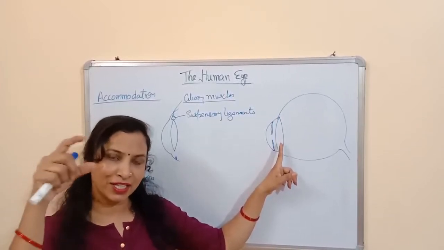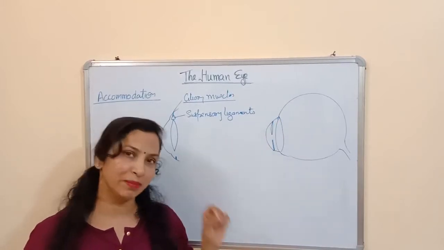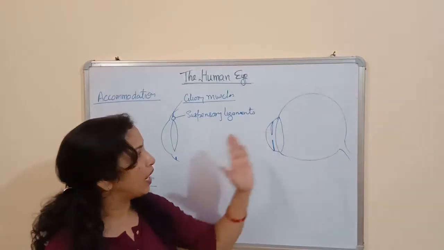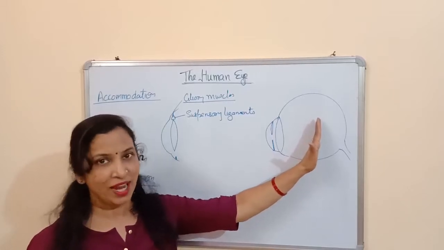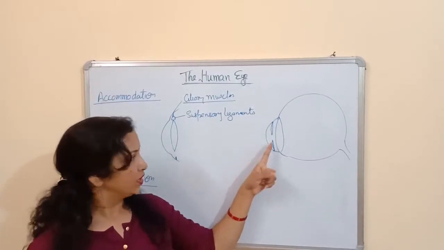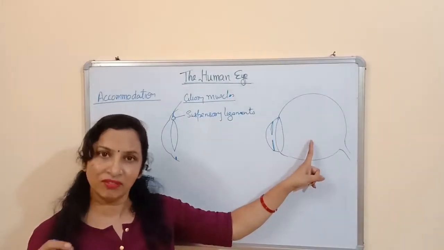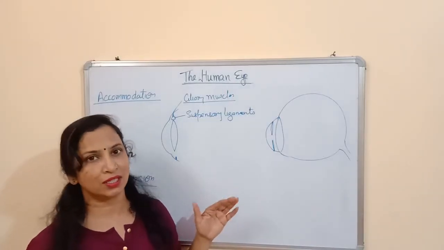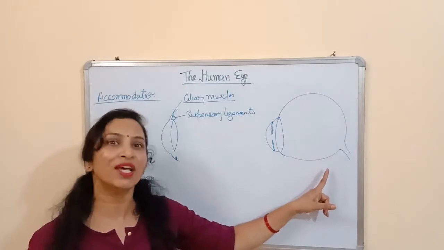This lens is hanging in the eye with the help of the ciliary muscles. Behind this lens there is a liquid called the vitreous humor, and the liquid present before the eye lens is called the aqueous humor. This is the aqueous humor, the fluid present here, and the fluid here is the vitreous humor. And this is called the screen, the screen on which the image will be formed, which is also called the retina.